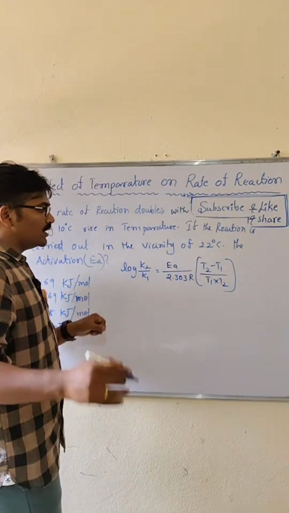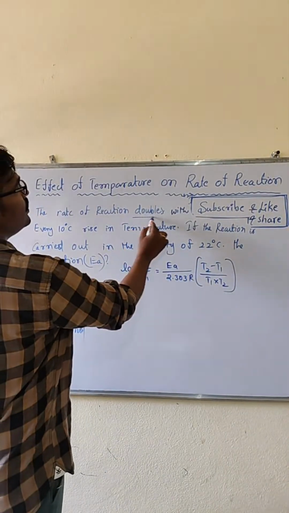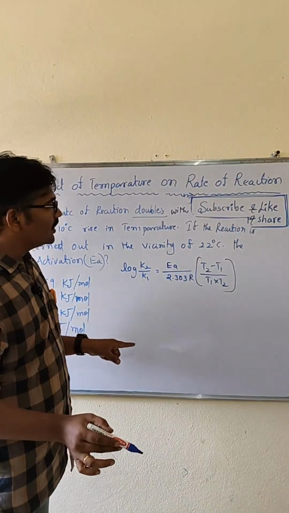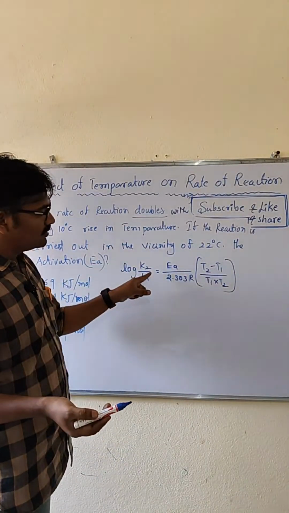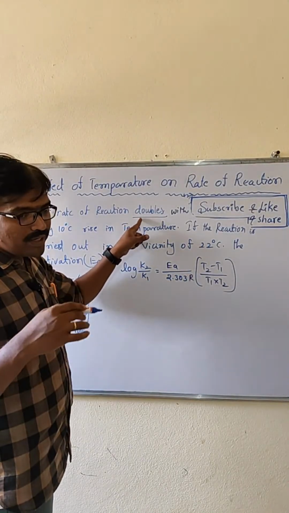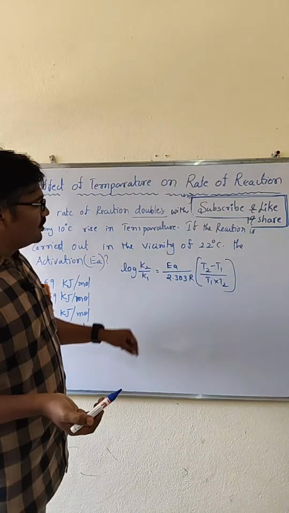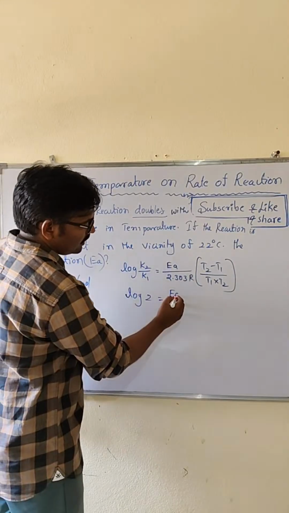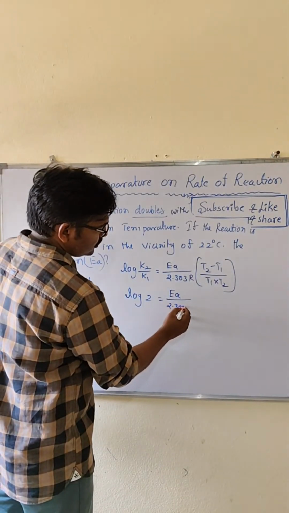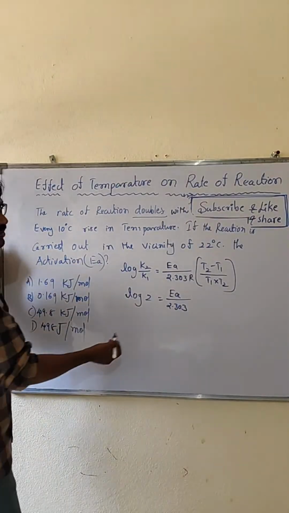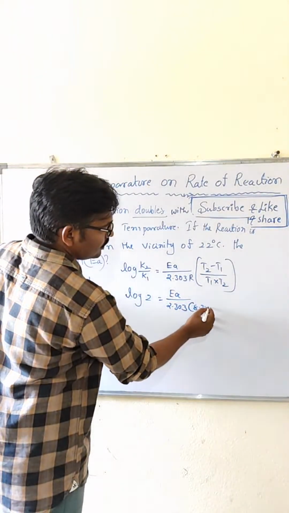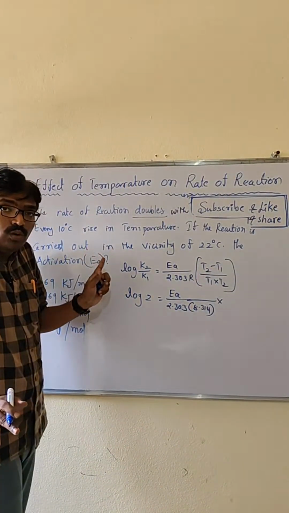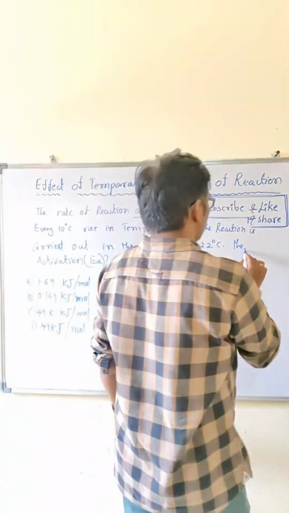Whenever the rate is doubled, you take the K2 divided by K1 ratio as 2. If they mention tripled, take 3; if quadrupled, take 4. So here log 2 equals EA divided by 2.303 times R. The R value in joules is 8.314. Then T2 minus T1. Here you must know what T1 and T2 are.